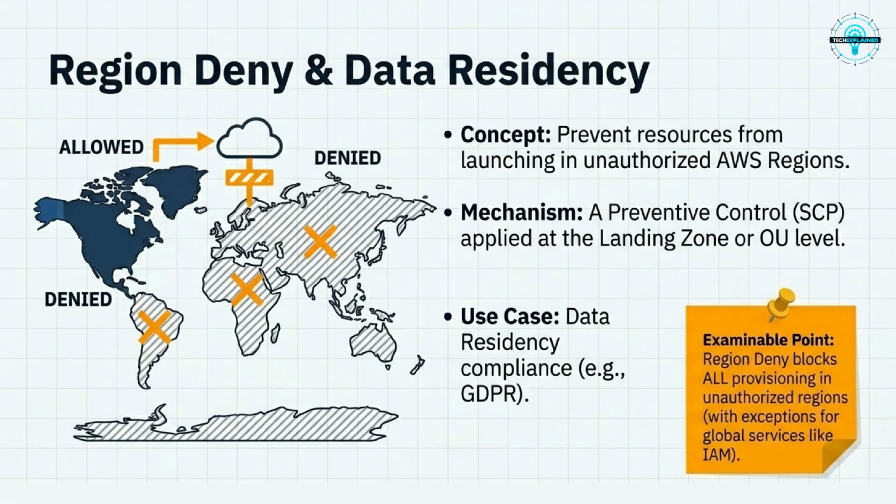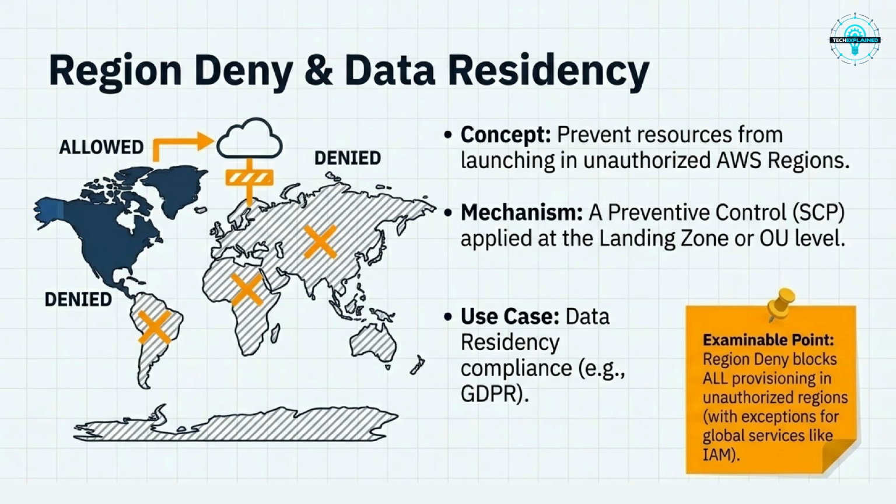Here's a feature that doesn't get talked about enough but is incredibly important for compliance: region denial and data residency. Many organizations have strict requirements about where their data lives. GDPR in Europe, data sovereignty laws in various countries. These rules mean you cannot just let people spin up resources in any AWS region they want. Control Tower's region denial feature lets you define exactly which AWS regions are allowed. Any attempt to provision resources in a non-approved region gets blocked automatically.